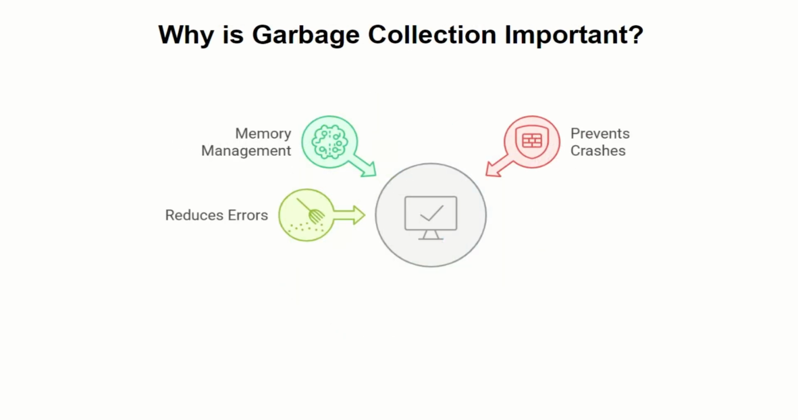So let's see why garbage collection is important. It helps a developer avoid manual memory management, like in C or C++, and reduces the risk of memory leaks. By cleaning up unused objects, GC ensures that the program doesn't run out of memory, which could lead to crashes. And it reduces errors by automating the cleanup process, which reduces the chances of errors caused by forgetting to release memory.